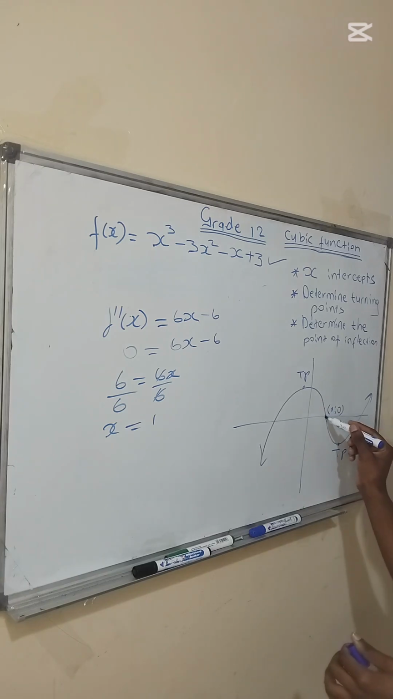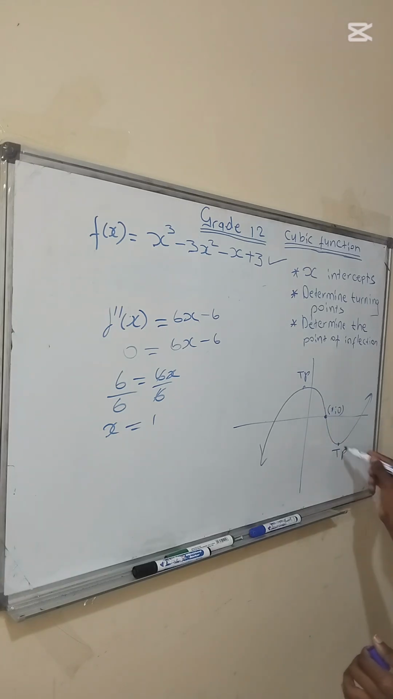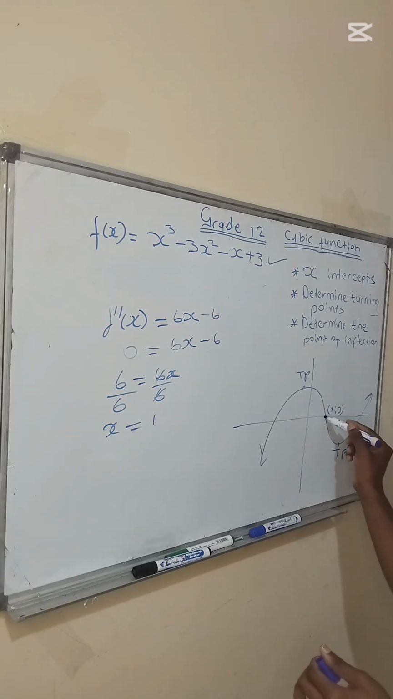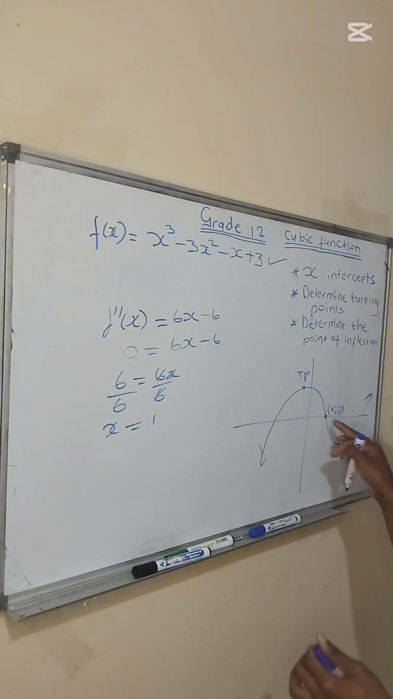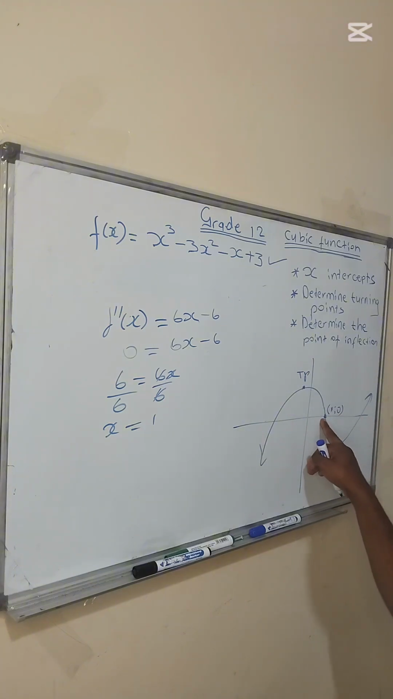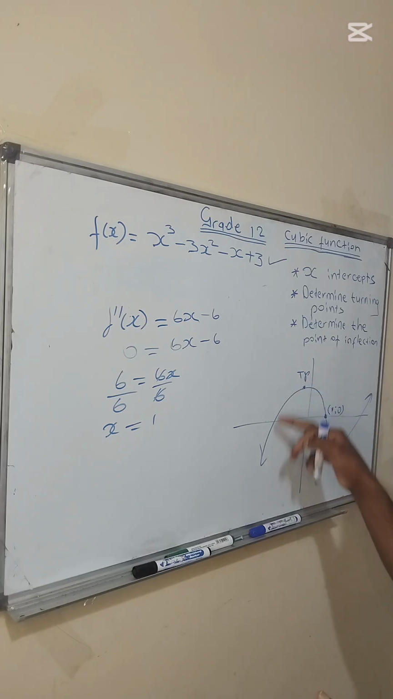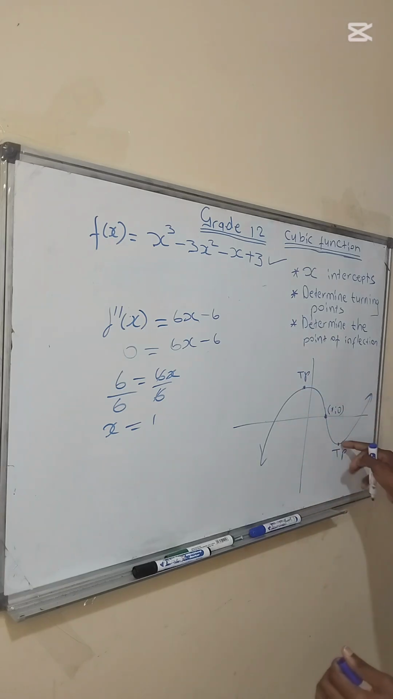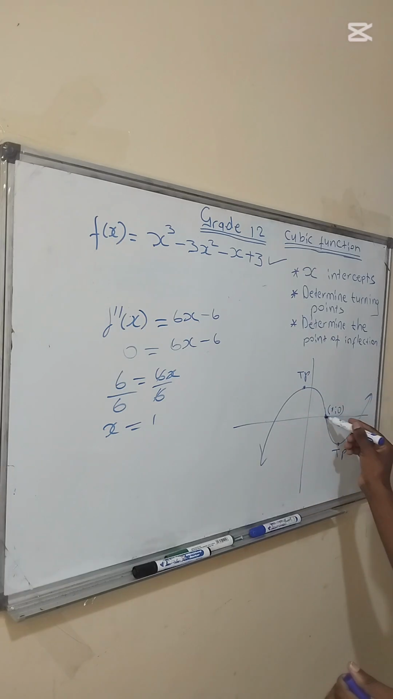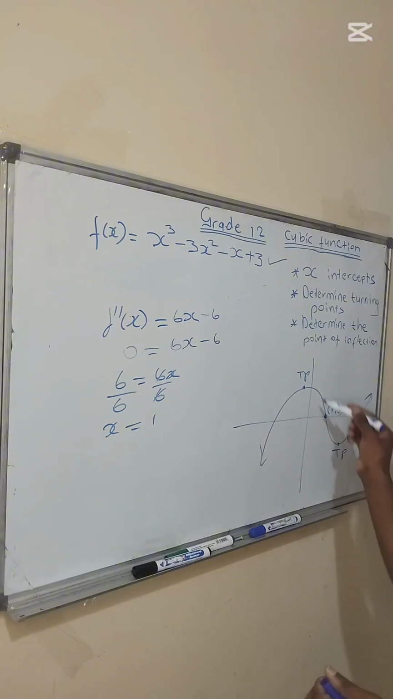The reason is that the distance from here to this portion is equal to the distance from here to this portion. This is the midpoint of the graph. For a cubic function, this is the midpoint. This side is equal to this side. The distance from this turning point to this portion is equal to the distance from this portion to this portion.